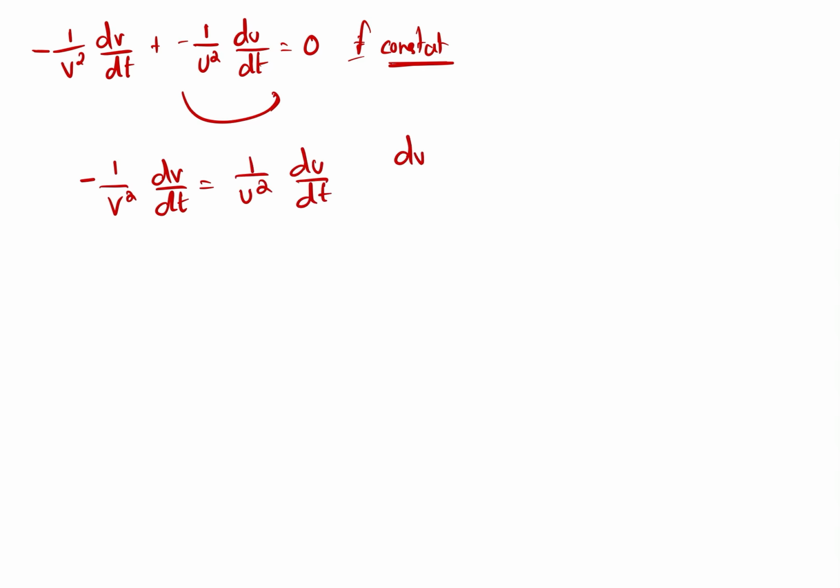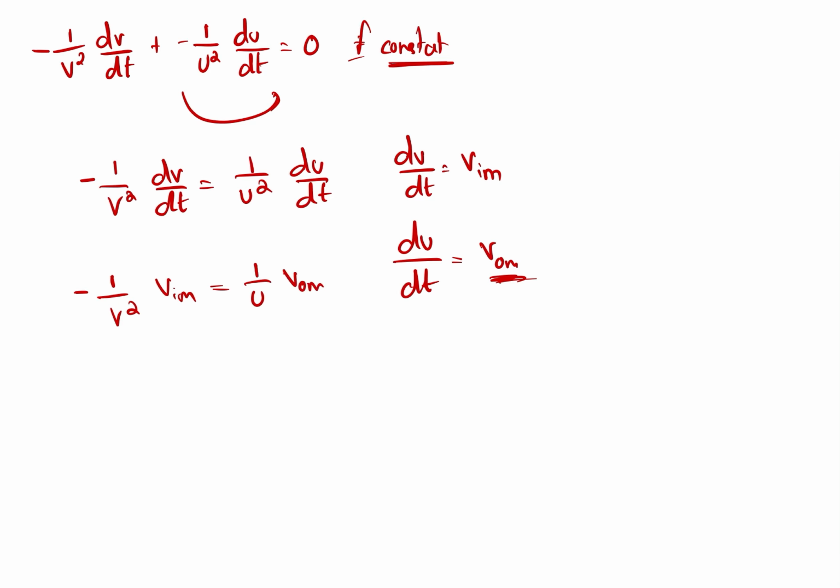We are substituting dV divided by dt as velocity of image with respect to mirror, and we are substituting dU divided by dt as velocity of object with respect to mirror. So we will get minus 1 divided by V square times velocity of image equal to 1 divided by U square times velocity of object with respect to mirror. So rearranging, we will get the velocity of the image will be equal to minus V square divided by U square times the velocity of object with respect to mirror.